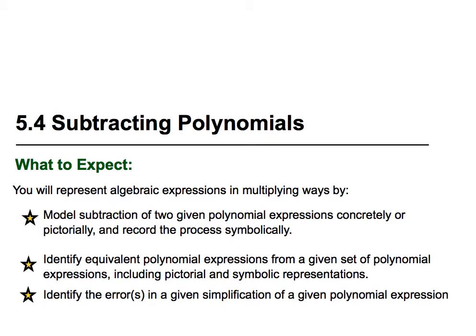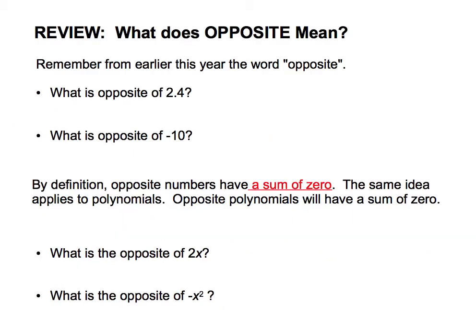We also have to be able to identify equivalent polynomial expressions, which is what we learned in Lesson 1. And then again, we always have to find errors in students' work, so we're going to practice some of that towards the end. So just as a review, we want to know what opposite means.